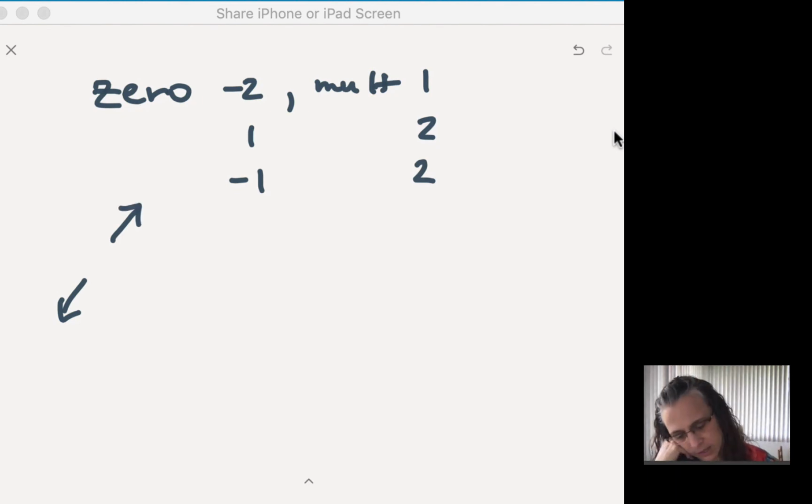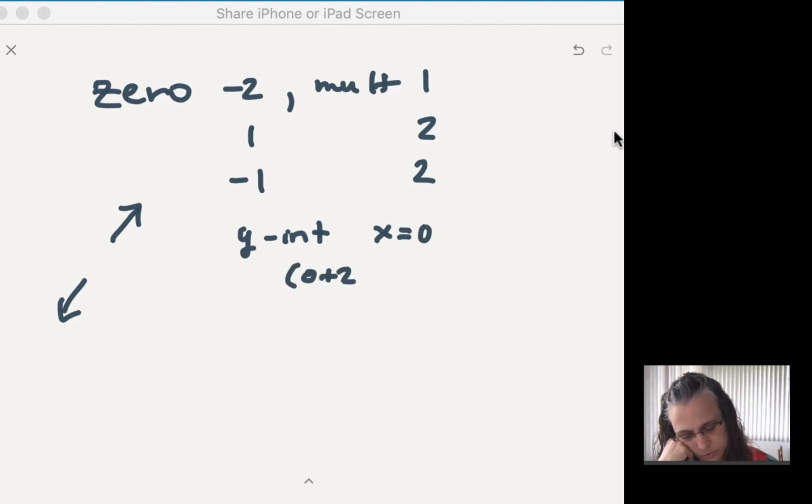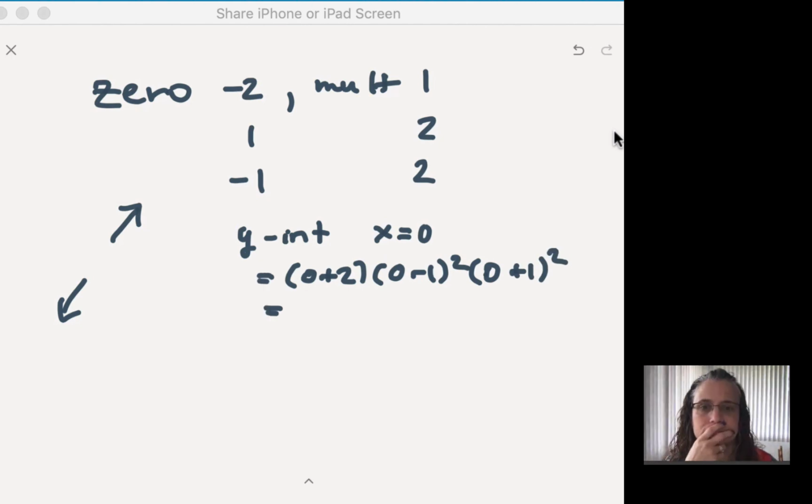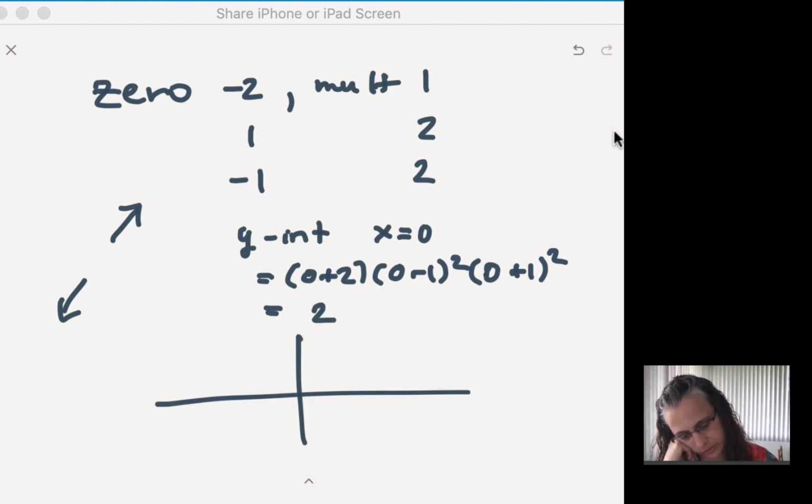Okay. Then they ask us for the y-intercept. And so we're going to plug in x equals 0 for that one. So 0 plus 2 times 0 minus 1 squared times 0 plus 1 squared. The answer to that is 2. We had a 0 at -2. We have a y-intercept at +2. We had a 0 at -1 and a 0 at 1.